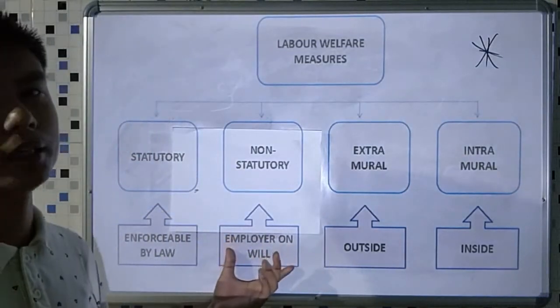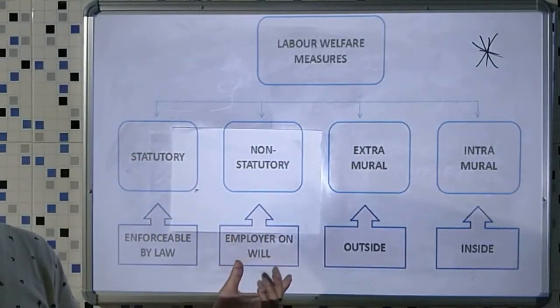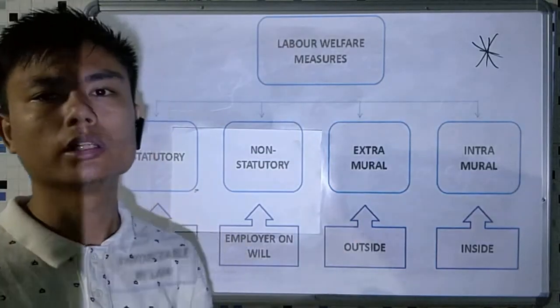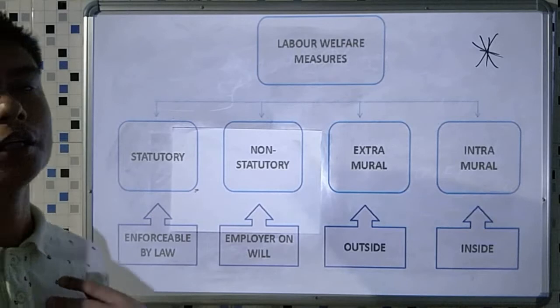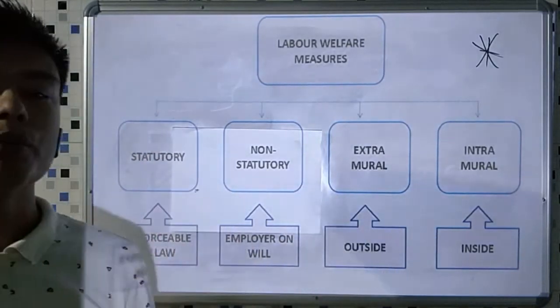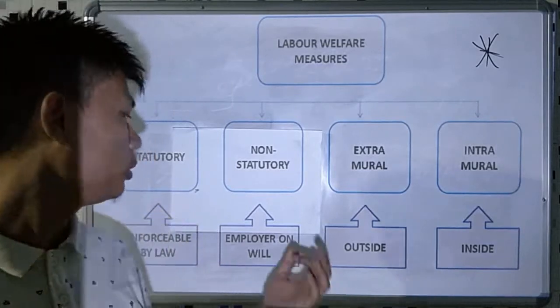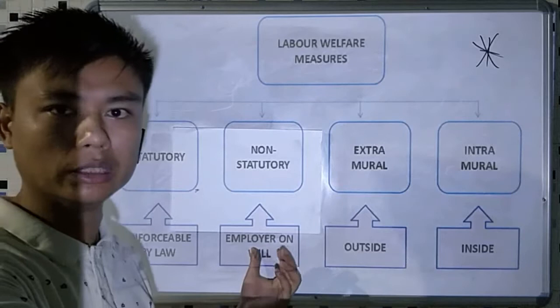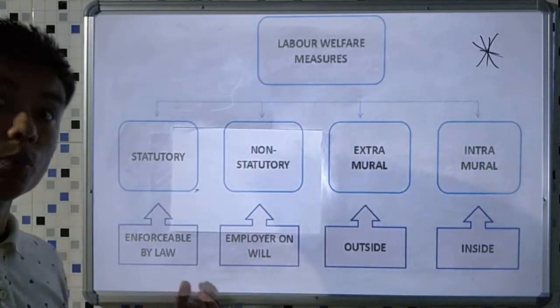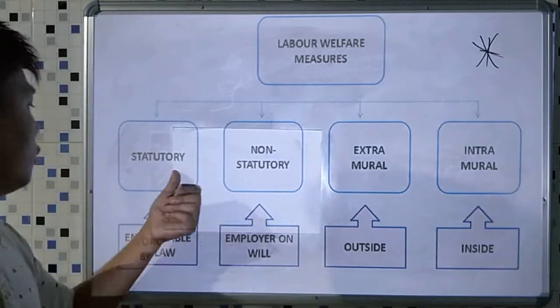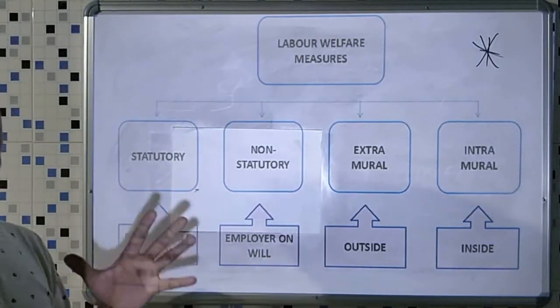Let's say education or counseling. It's not mentioned that you have to provide counseling, but I think for my own workmen, let me try to give them training and improve them. So it will fall under the employer's own will. No one is coming and saying you have to do this. But in the statutory case, there is someone on top watching you. So all those fall under statutory, by virtue of statute.